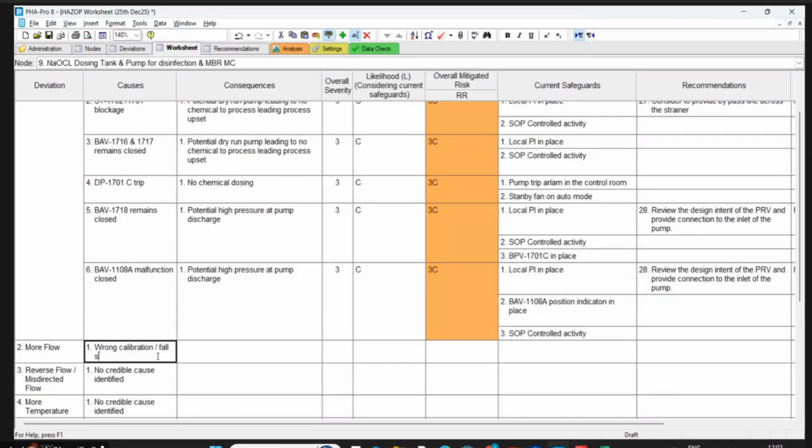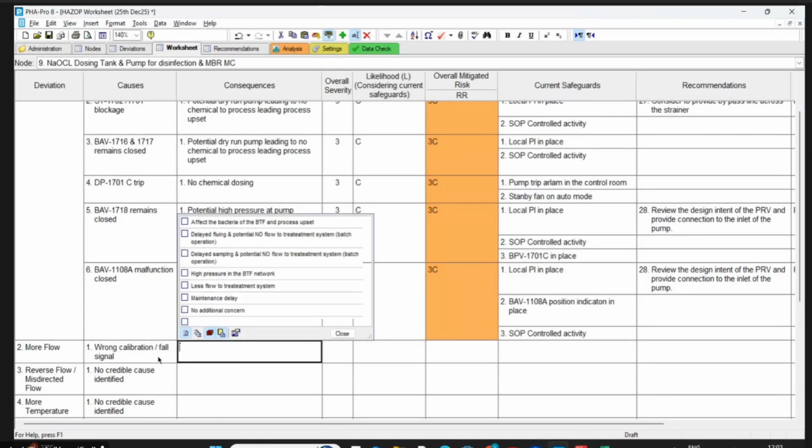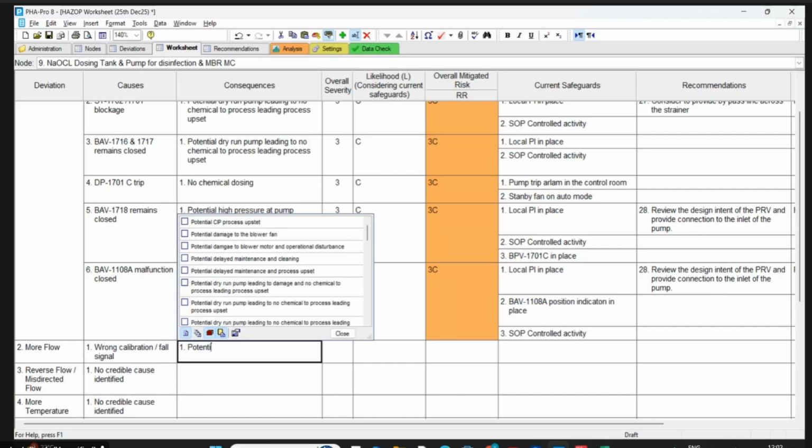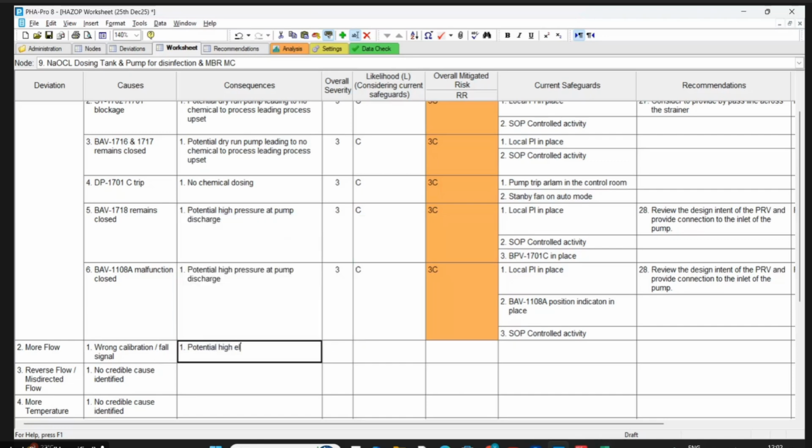and fault signal. So you have the level. Potential high flow. Relief wall is already there. Levels is there. Potential high flow. You have the measuring, chlorine measurement. You have chlorine measurement? Yeah.